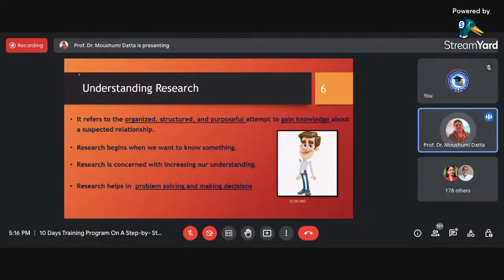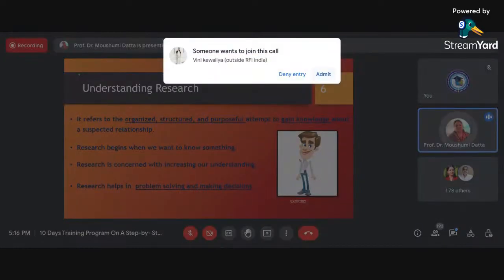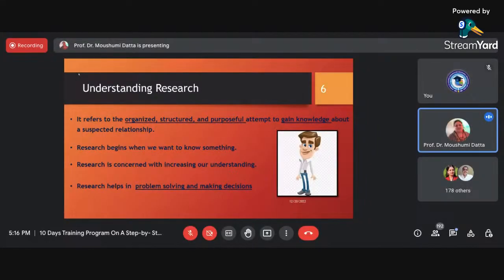Research begins when we want to know something. Very simple. Suppose you want to find out why in some parts of India, even in December, it is quite hot. You want to know that. That is called research. Maybe a small level, but that is also research. Whenever you do research, you gain knowledge. Whenever you do research, it increases your understanding. So research helps in problem solving and making decisions. Very, very important.